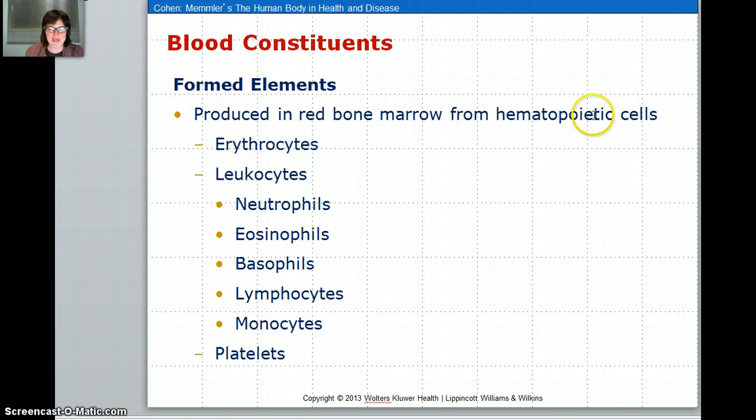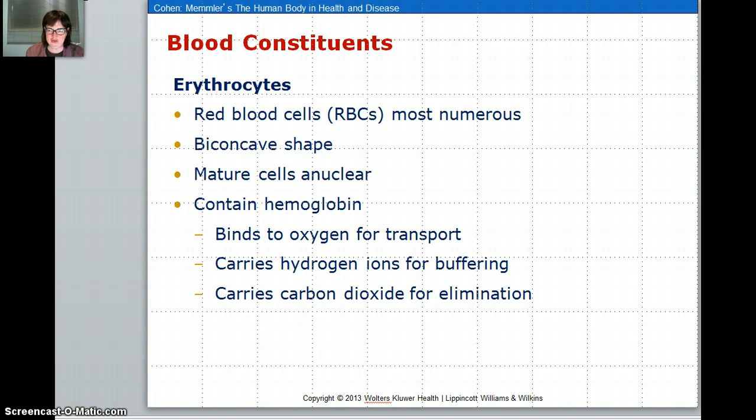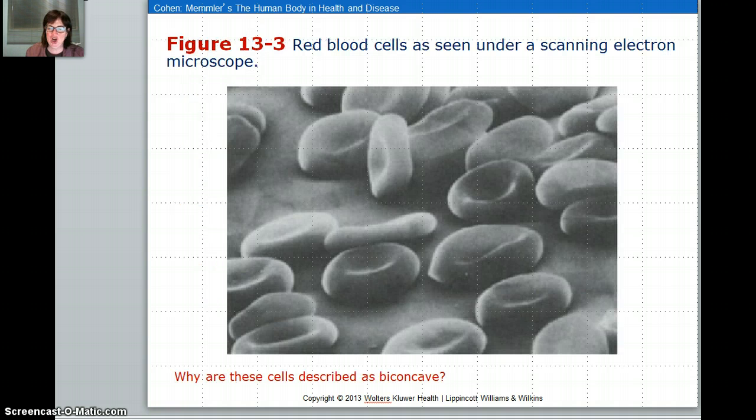hematopoietic, poietic meaning producing. Red bone marrow is found in your main bones, and as you get older, it's reduced to your hip and your ribs and I think maybe your femur. Erythrocytes are the first ones we're looking at. They are biconcave discs. So here are the biconcave discs. Kind of look like rubber dinghies or boats. They have this shape because they have no nucleus in them.